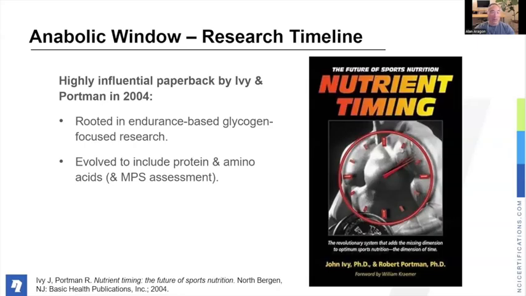Now, I'm going to kind of spoil the fun and say that further research down the line showed that once the protein dose was about 20 grams or more, then carbohydrate co-ingested with that protein did not further elevate muscle protein synthesis.